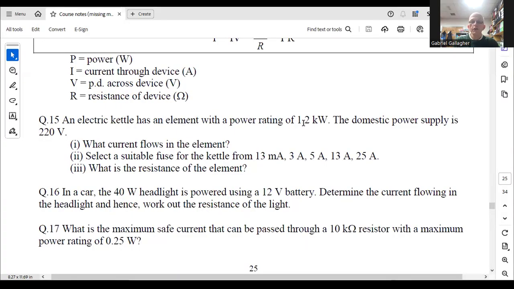If you have the notes in front of you, we're looking at question 15. An electric kettle has an element with a power rating of 1.2 kilowatts. Domestic power supply voltage is 220 volts. What current flows in the element? Select a suitable fuse for the kettle. What is the resistance of the element? Okay, so stop sharing.